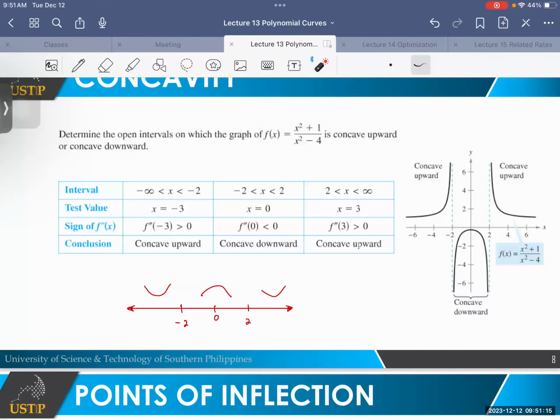Okay, so if we graph nato ni, yan yung itsura. So from negative infinity to negative 2, concave upward. Okay, correct. And then second interval, concave downward, correct. Third interval, concave upward. That is correct.